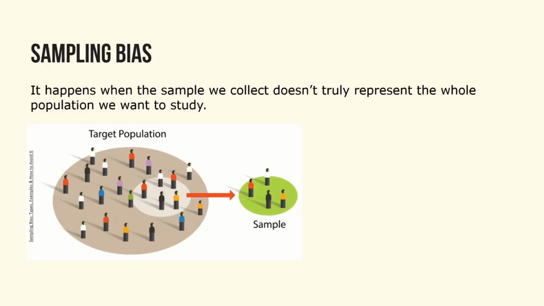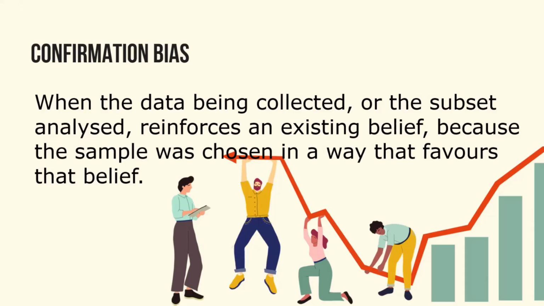So we're going to look now into a few types of sampling bias. There are various. I don't have time to talk about all of them, but I'm going to show you some of them, some real facts, and what we can do to avoid misleading our audience. So the first one is confirmation bias. This is when the data being collected or the subset that we are analyzing reinforces an existing belief because the sample was chosen in a way that favors that belief.